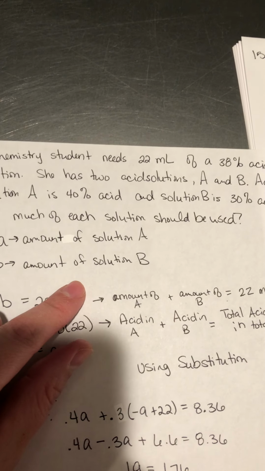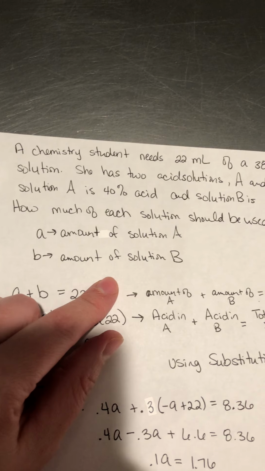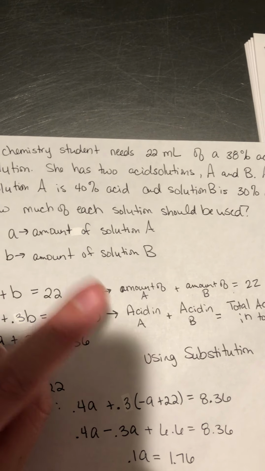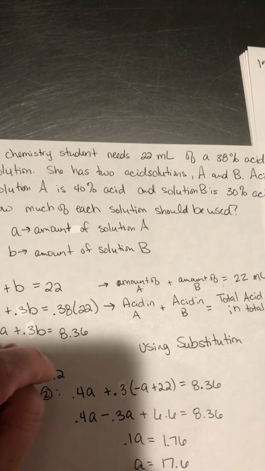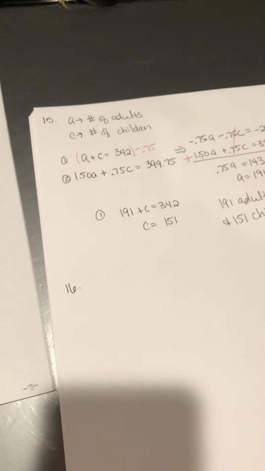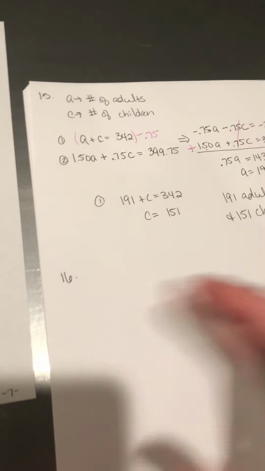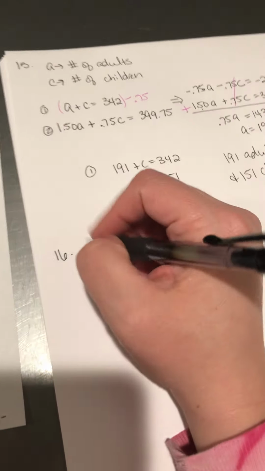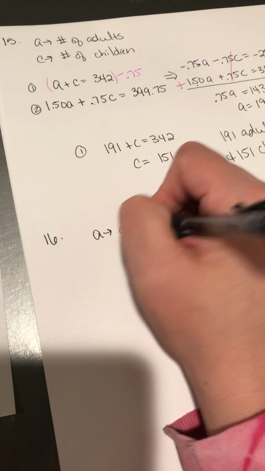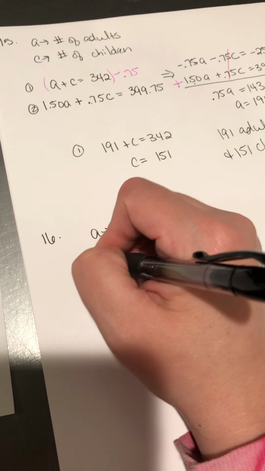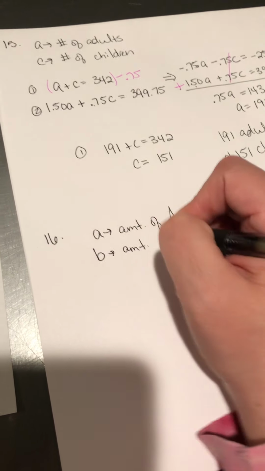For the very last one here, number 16, these are always fun sometimes. A chemistry student needs 22 milliliters of a 38% acid solution. She has two acid solutions, A and B. Acid solution A is 40% acid and solution B is 30% acid. How much of each solution should be used? So, again, if you want to use X and Y, that's fine. I used A and B, where A is the amount of solution A, and B is the amount of solution B.